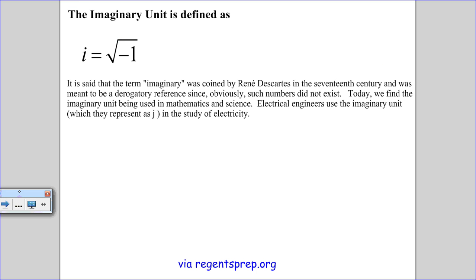All right, let's talk about imaginary numbers. The imaginary unit is defined as the square root of -1. So i is equal to the square root of -1. It is said that the term imaginary was coined by René Descartes in the 17th century and was meant to be a derogatory reference, since obviously such numbers did not exist. Today we find the imaginary unit being used in mathematics. In science, electrical engineers use the imaginary unit, which they represent as j, in the study of electricity.